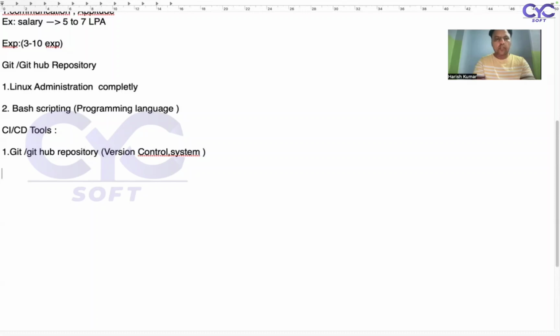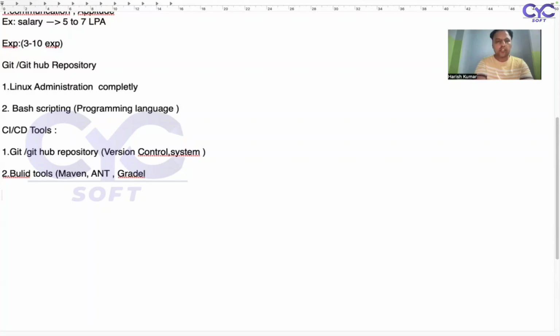Next, the second one is build tools. You need to focus on build tools, for example Maven and Gradle. These are the tools you are trying to cover for build tools. Basically, with Git and GitHub repositories from the developer perspective, we create a project for the build tools. This is how we maintain the developing perspective.